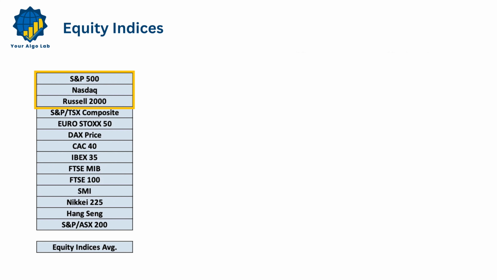From the United States, we have the S&P 500, the Nasdaq, and the small-cap Russell 2000. Moving to Canada, we have the TSX Composite. In Europe, our focus will be on the Eurostoxx 50, the German DAX price index, the French CAC 40, Spain's IBEX 35, Italy's FTSE MIB, UK's FTSE 100, and the Swiss SMI. In Asia, we'll examine Japan's Nikkei 225, the Hong Kong Hang Seng Index, and Australia's ASX 200.